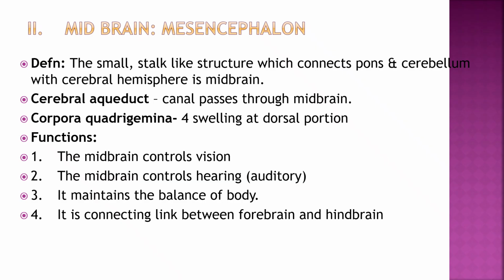Second portion is midbrain, also called as mesencephalon. So the small stalk-like structure which connects pons and cerebellum with cerebral hemisphere is midbrain. The cerebral aqueduct, that is canal, passes through midbrain, and four swellings at dorsal portion called as corpora quadrigemina. The functions of midbrain: it controls vision, it controls hearing, that is auditory function, so it maintains balance of the body, and it is connecting link between forebrain and hindbrain.